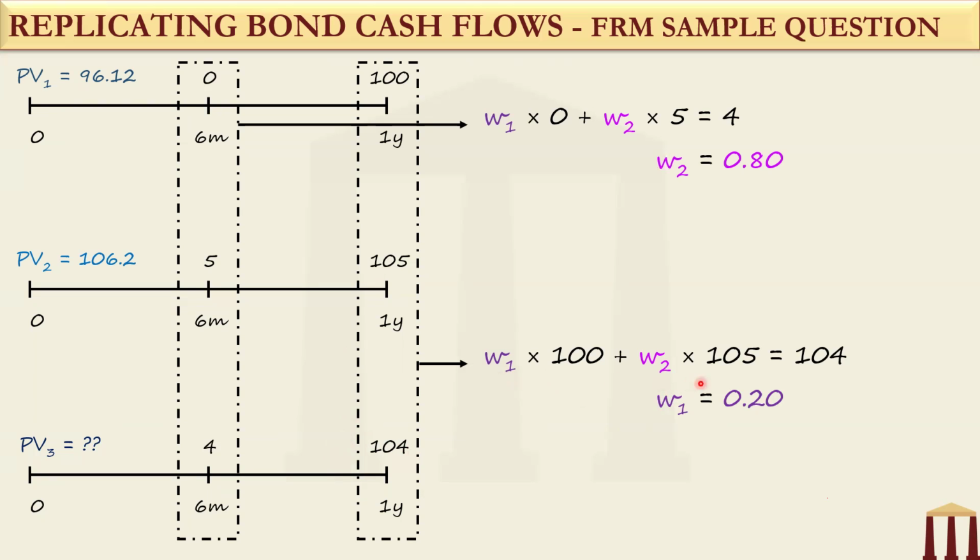Whatever this cash flow is on the LHS, it should be equal to 104. I equate both of them and find W1 equals 0.20. An alternative way here would have been to simply exploit the relationship that the sum of weights should always be equal to 1, so W1 plus W2 is equal to 1. I would have saved myself from this calculation. In the exam, I would say use this if you have a 2-bond portfolio for bond cash flow replication.